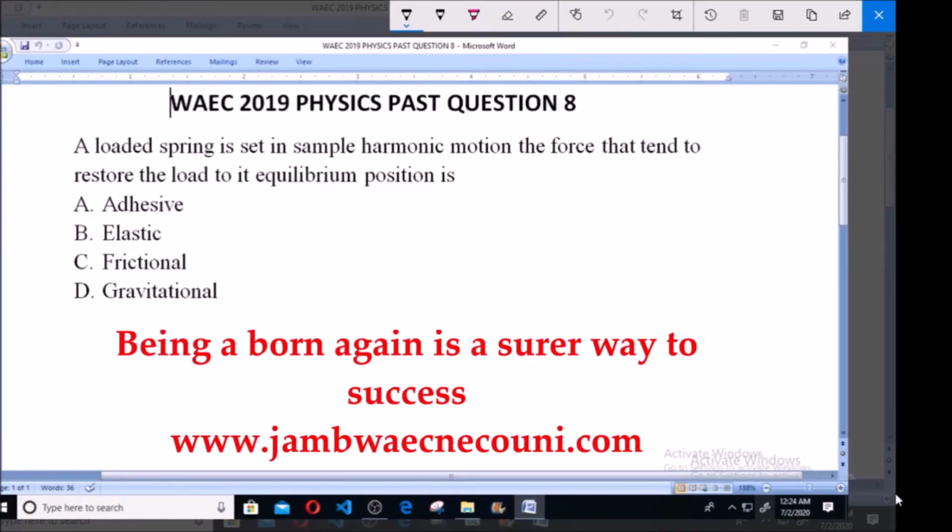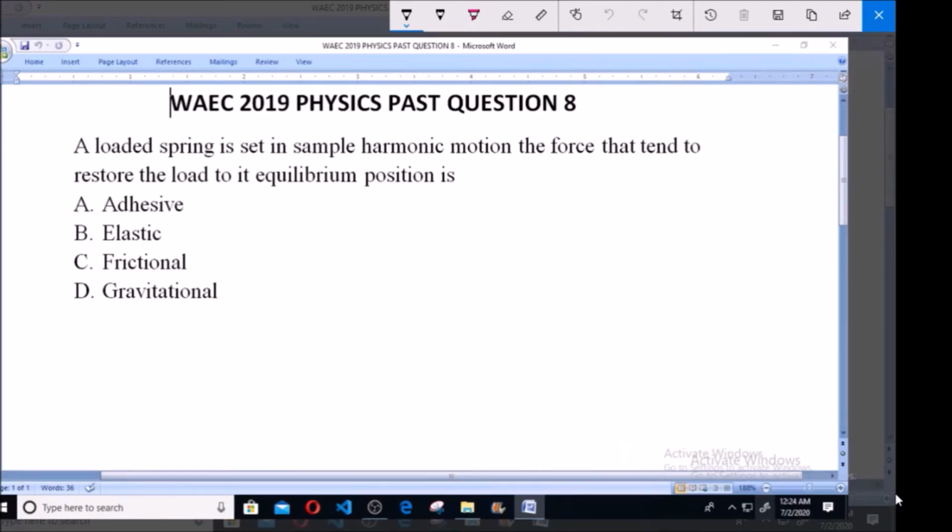A loaded spring is set in simple harmonic motion. The force that tends to restore the load to its equilibrium position is A. Adhesive, B. Elastic, C. Frictional, D. Gravitational. So which form of this force?